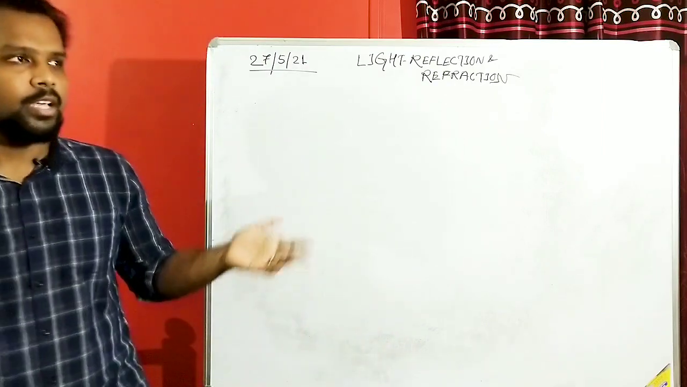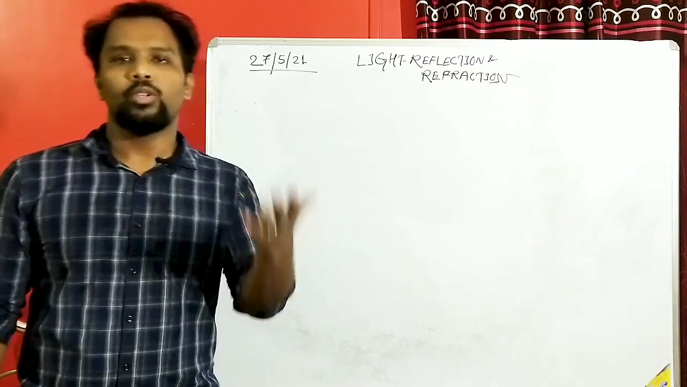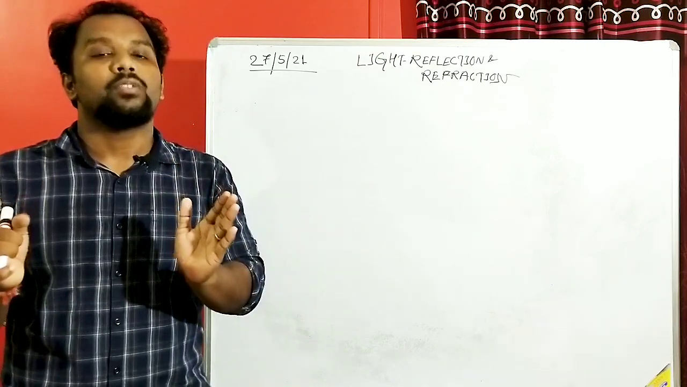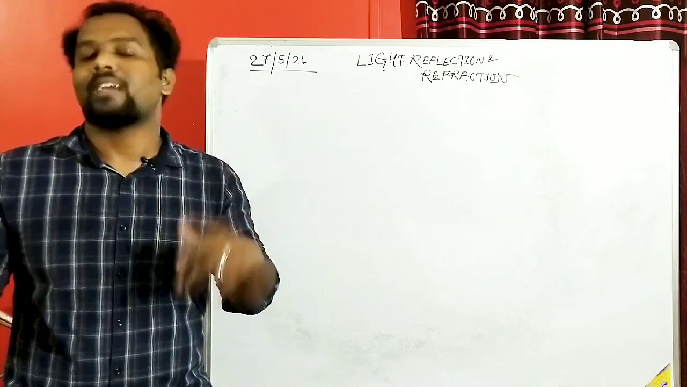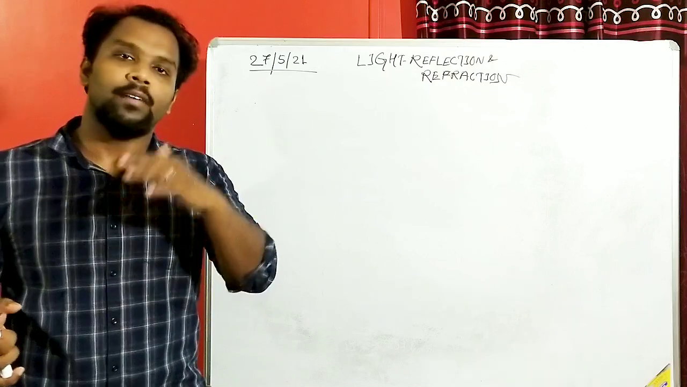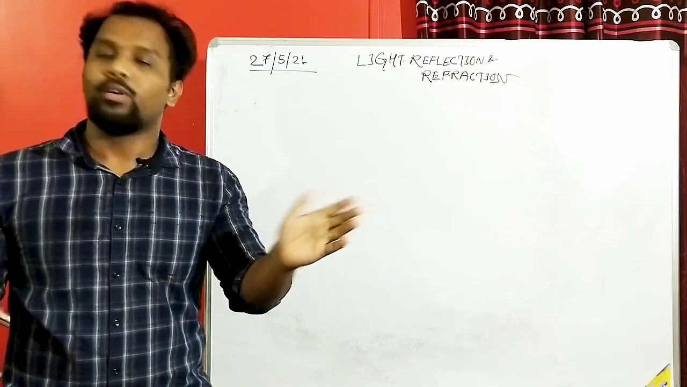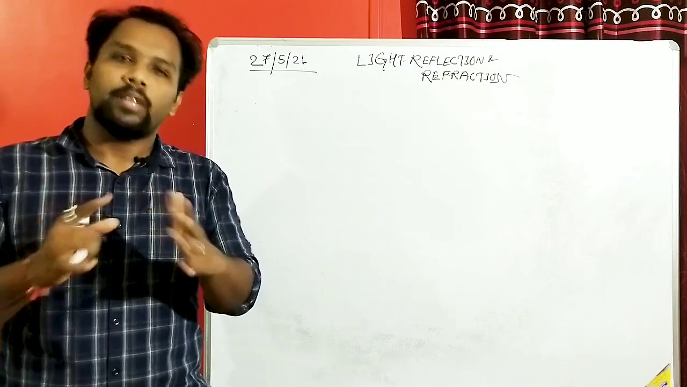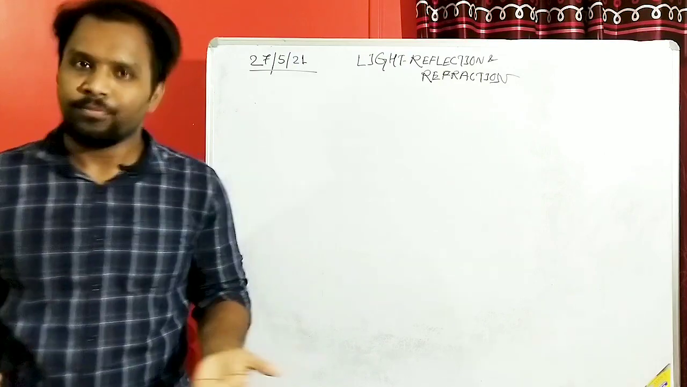It's possible because in case of lenses, we can put the object on both sides, okay? But in case of mirrors, we always have to put the object in front of the mirror. We can't place the object behind the mirror, okay? This is the main difference between lenses and mirrors, okay?